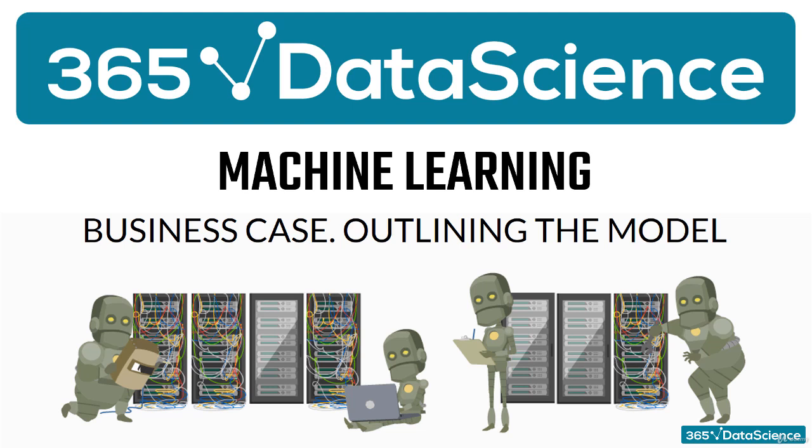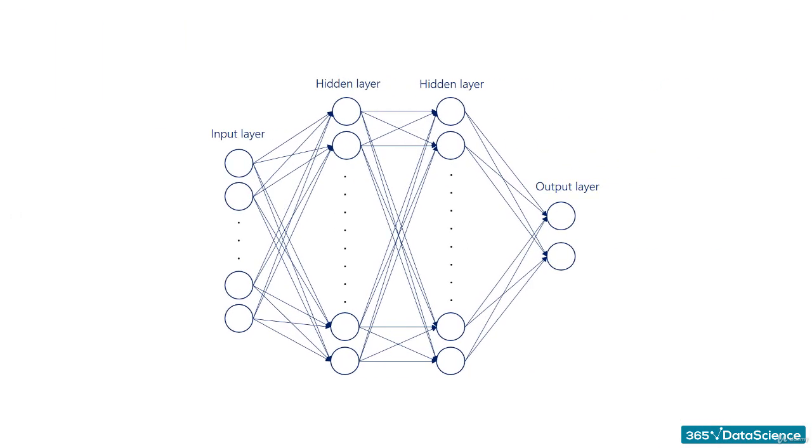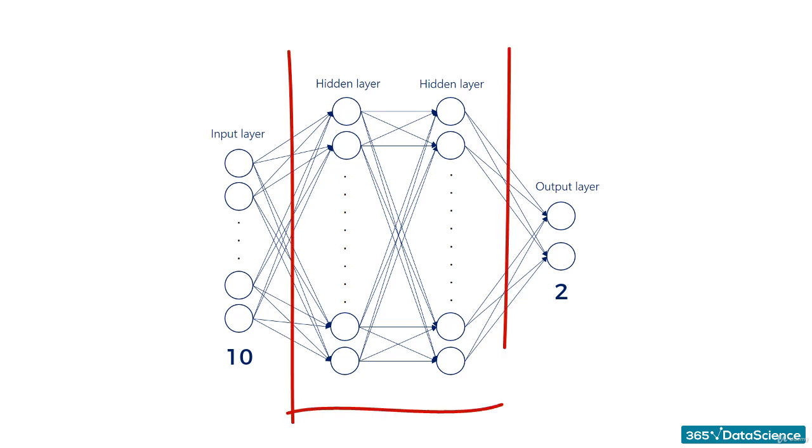All right, it's high time to crack the business case. Let's start by taking a look at the net we are going to deal with. We have an input layer consisting of 10 units. Those are the inputs from our CSV. There are only two output nodes as there are only two possibilities, 0 and 1. We will build a net with two hidden layers.